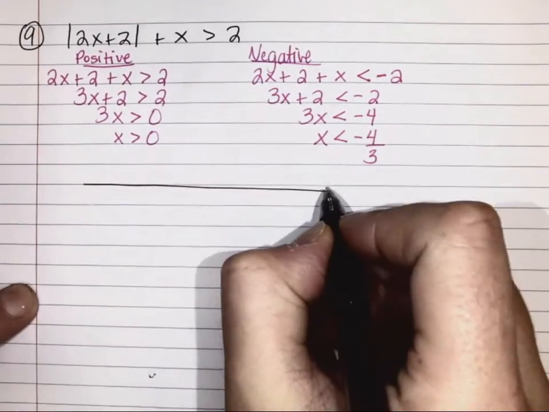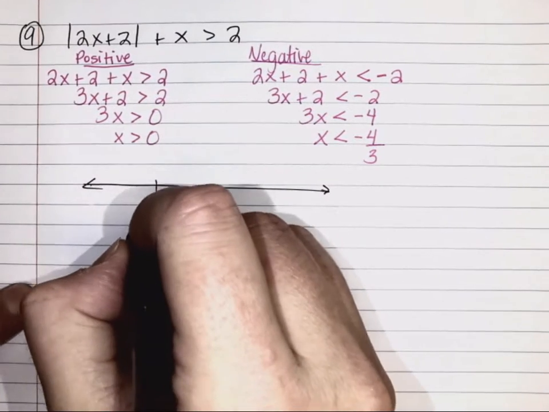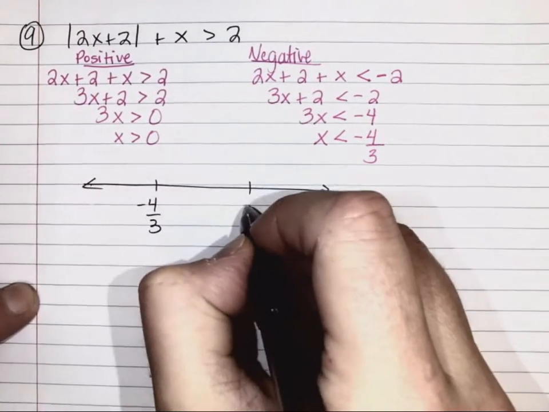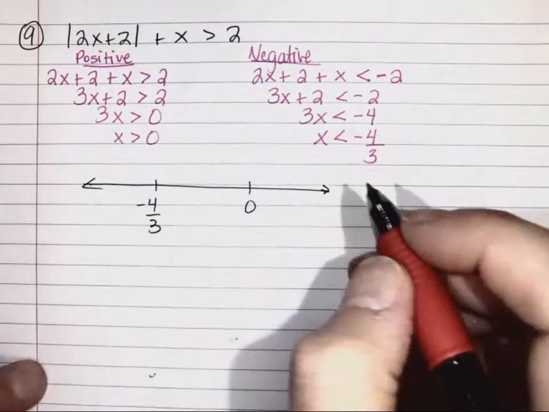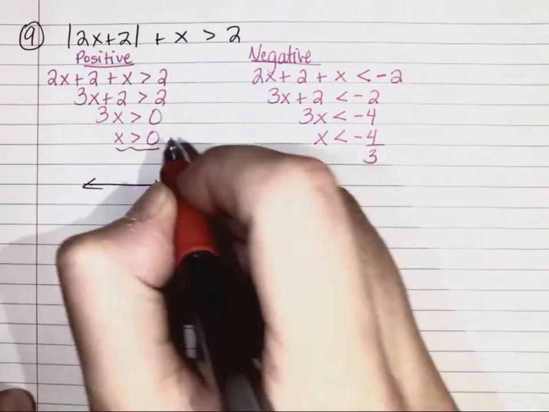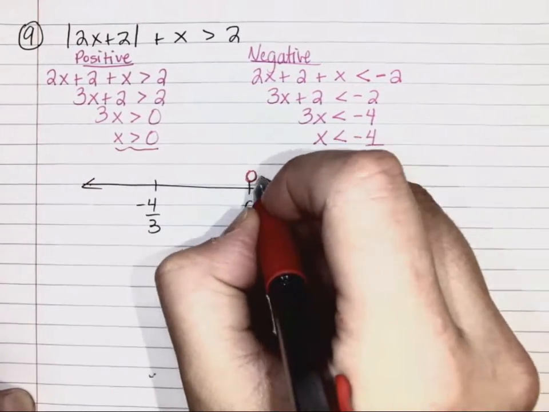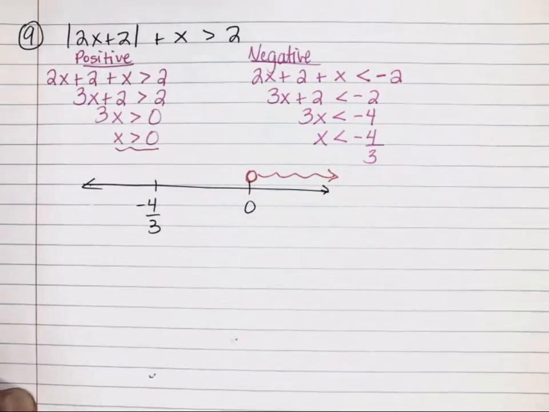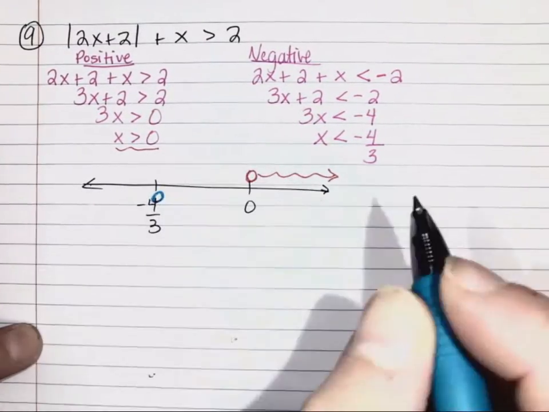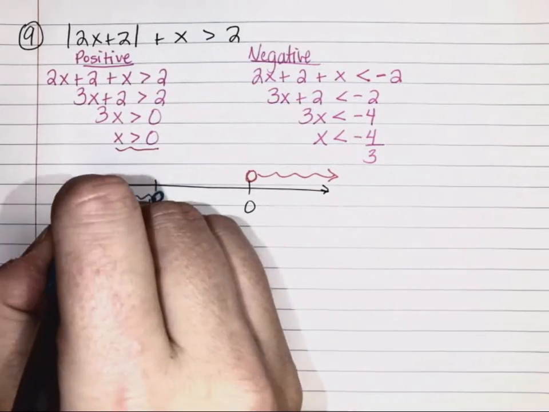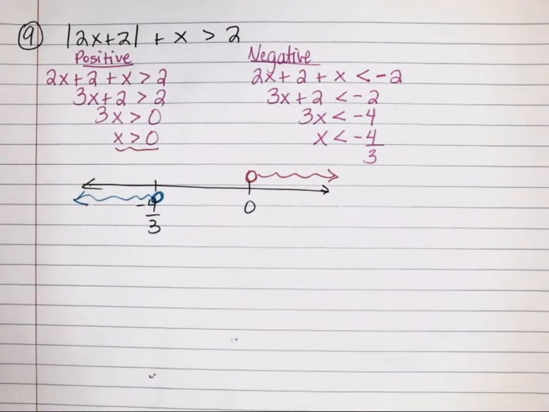When you plot both of these on the number line, negative 4/3 comes before 0. Now I've got x greater than 0 has an open hole at 0, going to the right forever. And x is less than negative 4/3, open hole at negative 4/3, going to the left forever.